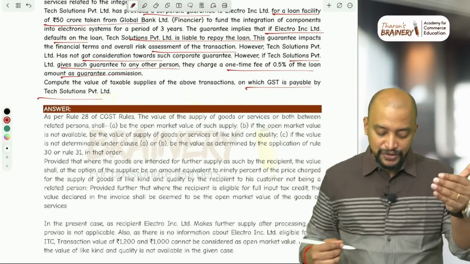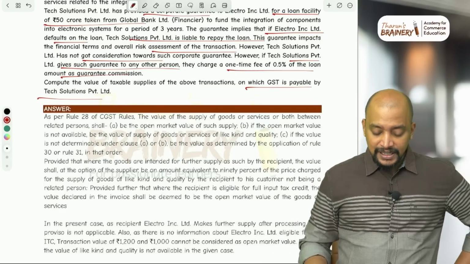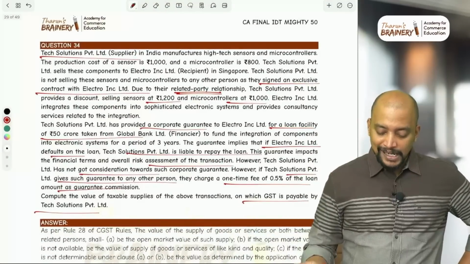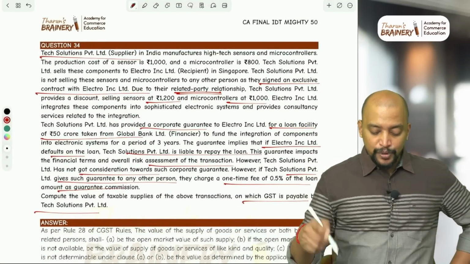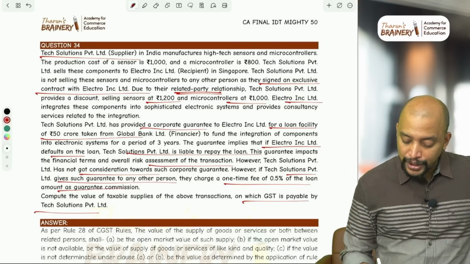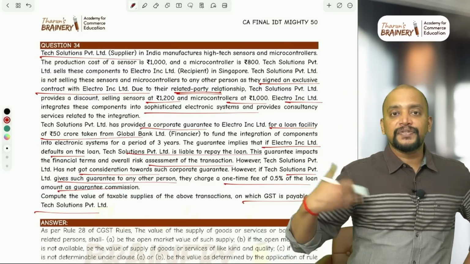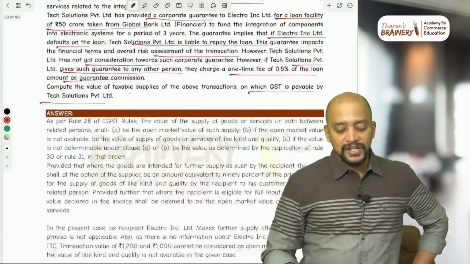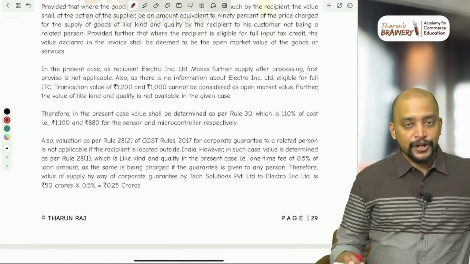So first transaction, if you see, they are making sale of goods. Okay, so first they are making sale of goods to whom? They are making sale of goods to a recipient, that recipient who is further processing. Electro Incorporation Limited integrates these components into sophisticated electronic systems and provides consultancy services. So it is used for further processing and supply. That's why resale price into 90% cannot be taken. Okay, so first proviso not applicable.